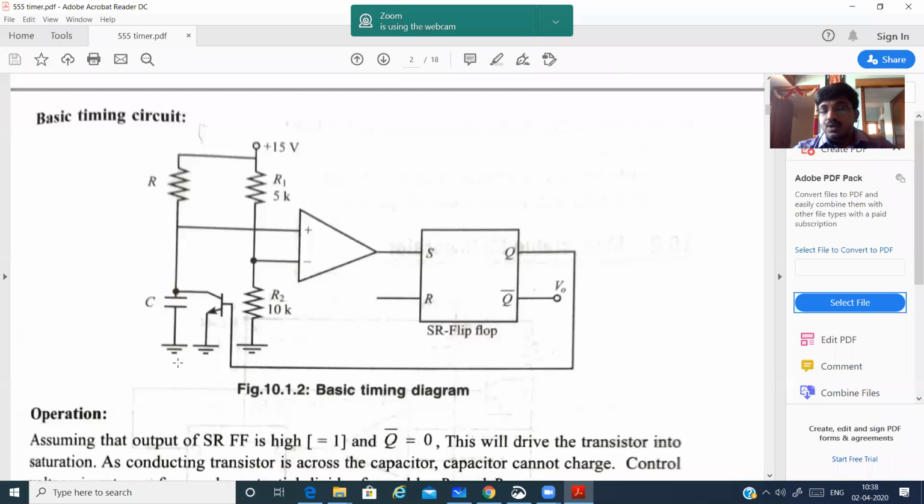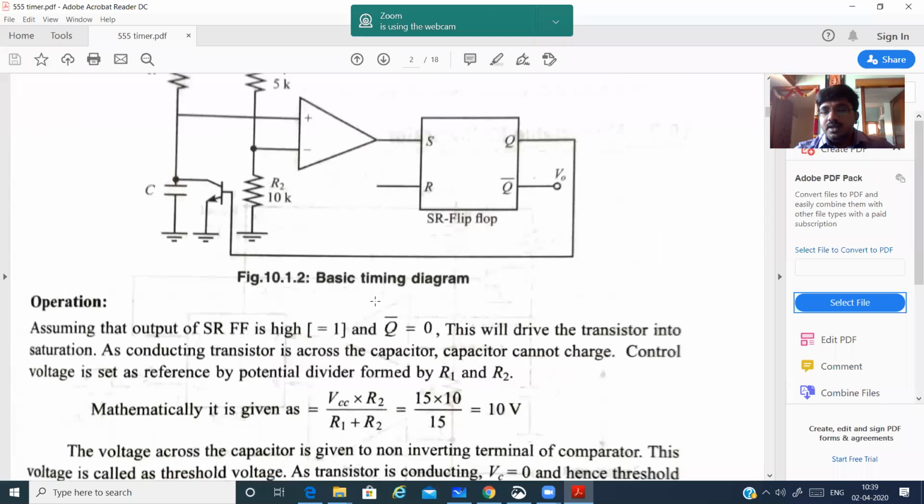Now we'll analyze how it is going to work. Here the reset pin is open because we are only bothered about the set pin. The reset pin can be given manually. We can give reset as one manually. That's why it is kept open.